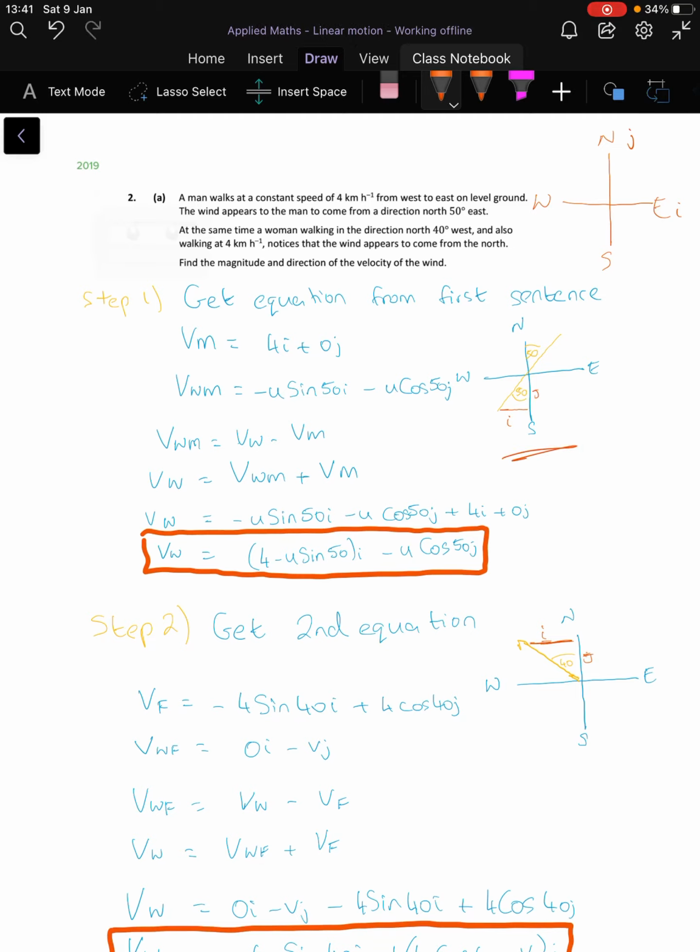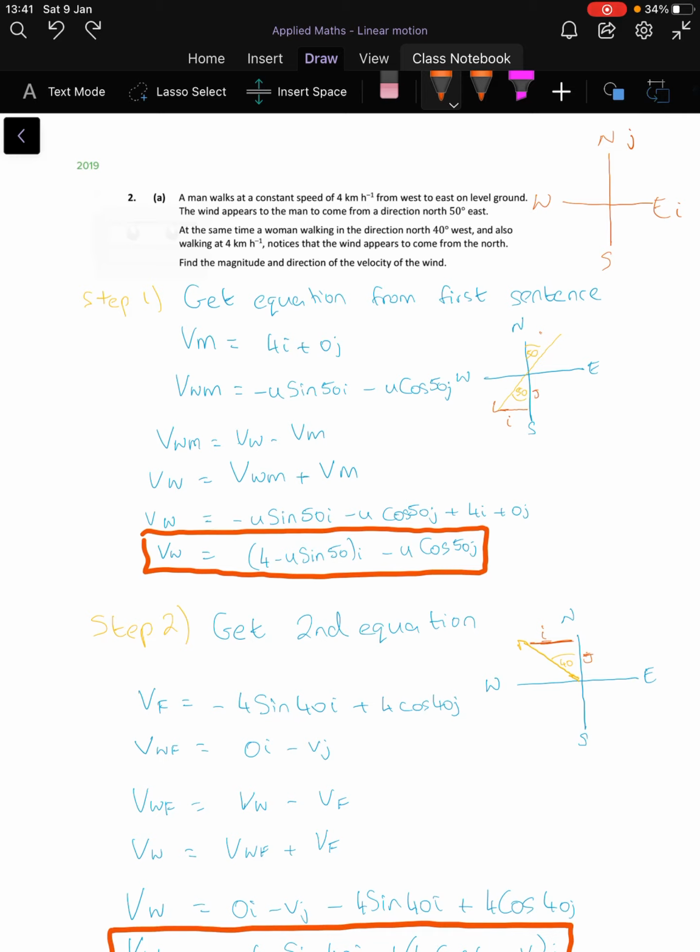Now I've drawn out this little diagram here. If it's coming from a direction of north 50 degrees east, I draw my orangey line there of north 50 degrees east. It's going from north 50 degrees east, and it's going from there, so that means it's going in this direction, down towards west and south. So from that, I'm going to just use the very basic opposite angles. If that's 50 at the top, then that means 50 is also going to be at the bottom. I have my I's and my J's.